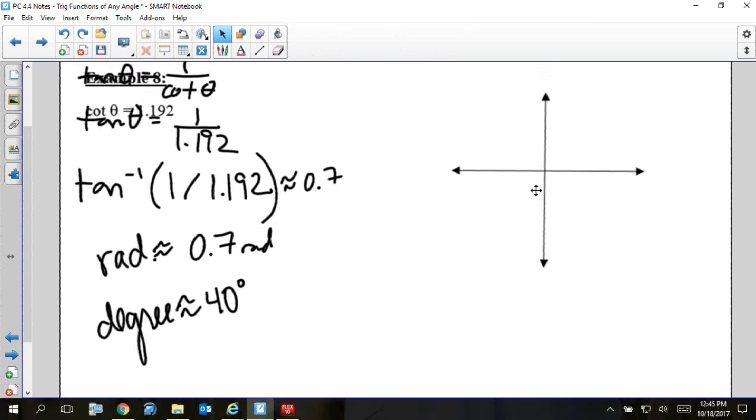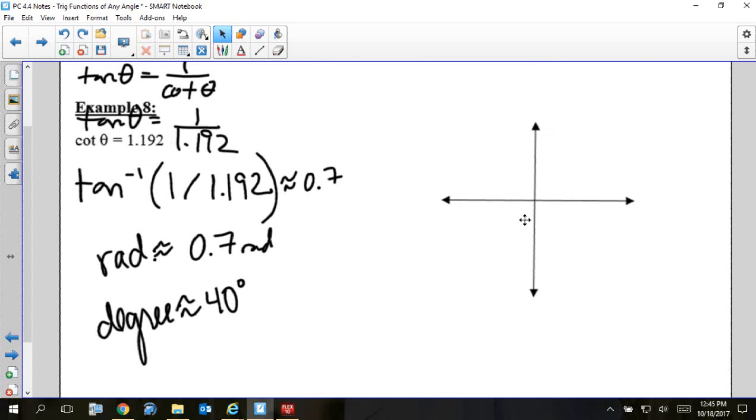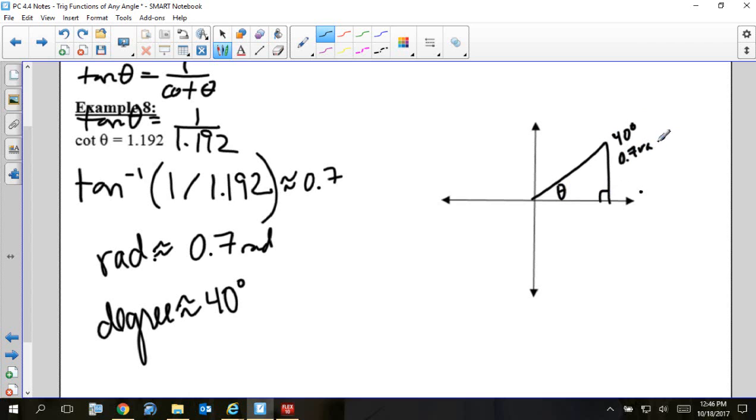I'm going to use my picture. And this is cotangent. And cotangent is positive, which is same as tangent being positive where? 1 and 3. That's where tangent is positive. So the first one is what we found. 40 degrees, 0.7 radians. That's the first one. The other one's got to be in 3. So we have to find, starting at 0, the initial side, how far it is all the way around. So to do that, you need your reference angle.